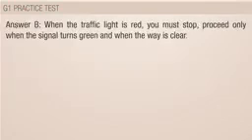Answer B. When the traffic light is red, you must stop. Proceed only when the signal turns green and when the way is clear.